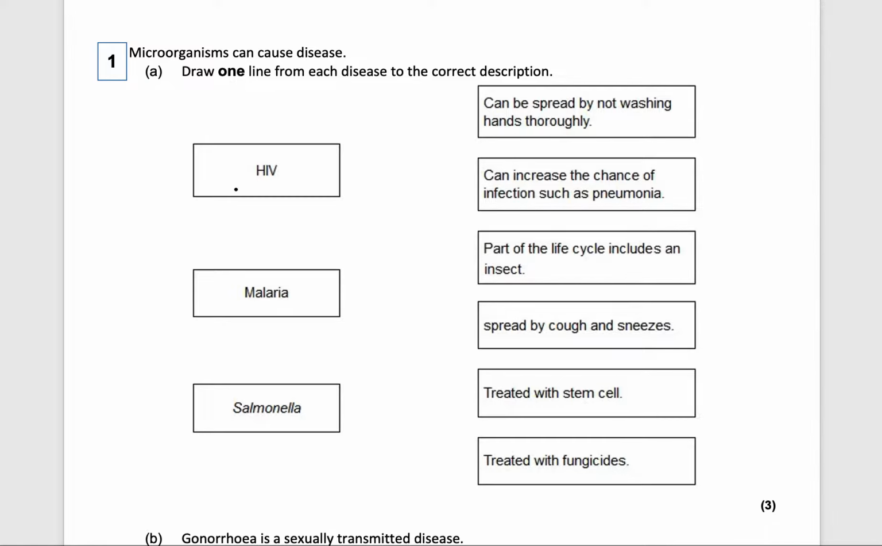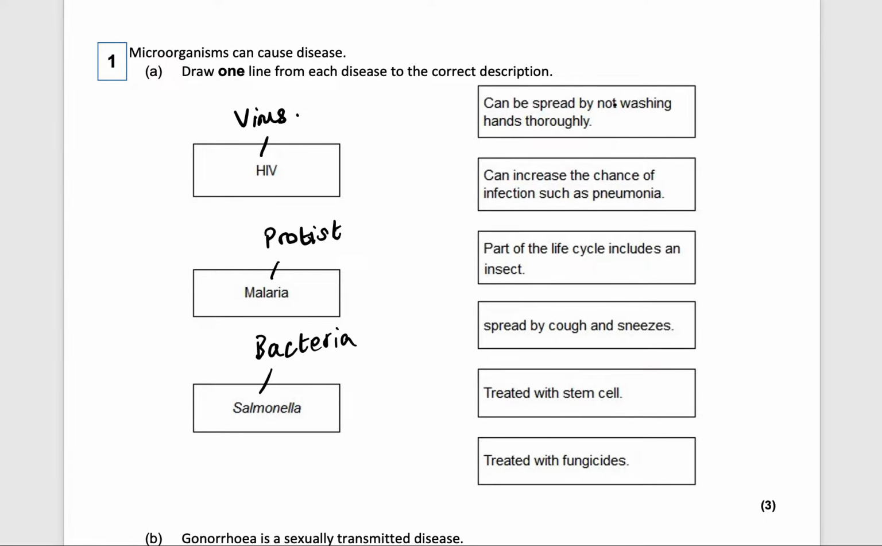So we have HIV. Remember, HIV is caused by a virus. We have malaria, which is caused by a protist, and we have salmonella, which is caused by bacteria. So HIV is caused by a virus. We need to draw one line to one of these options on the right over here.